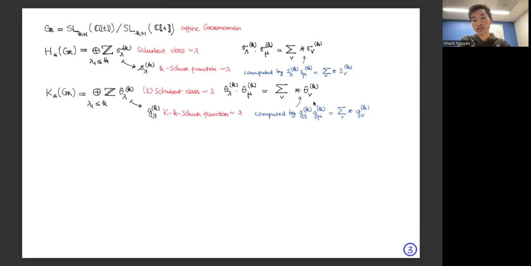In this case, we call it the K-k-Schur function associated to lambda, and we denote it by g lambda k. Now, if we can compute the product of two symmetric functions, g lambda k and g mu k, into the sum of g nu k with certain coefficients star here, we will know the branching rule for the two classes theta lambda k and theta mu k.